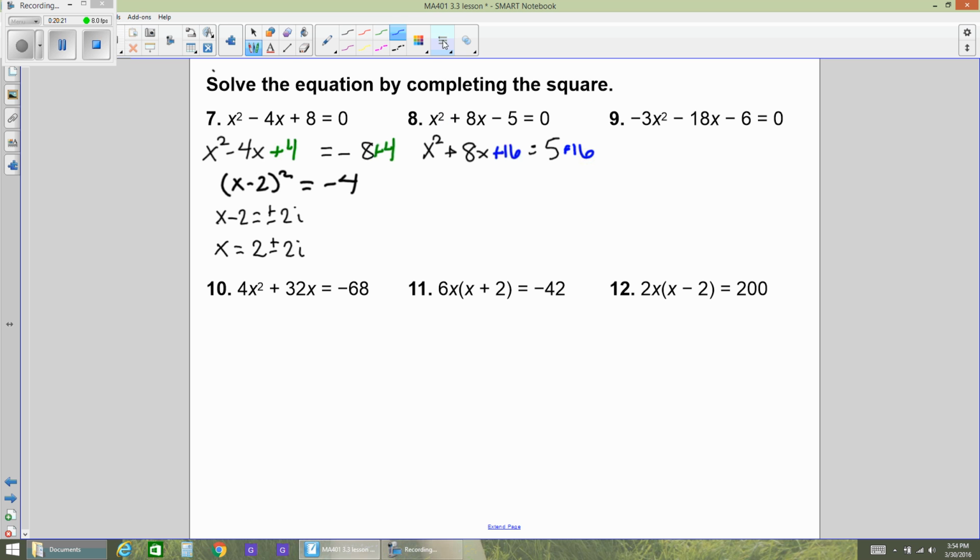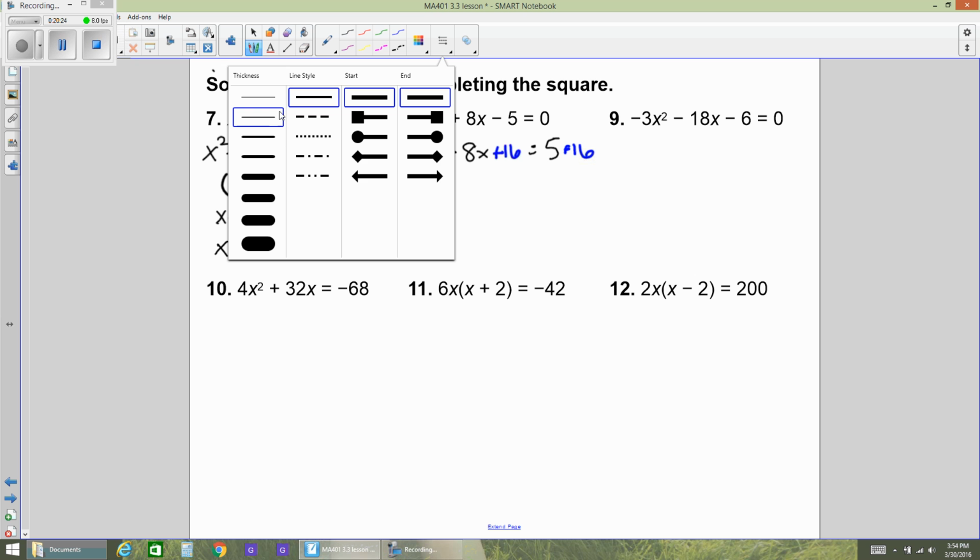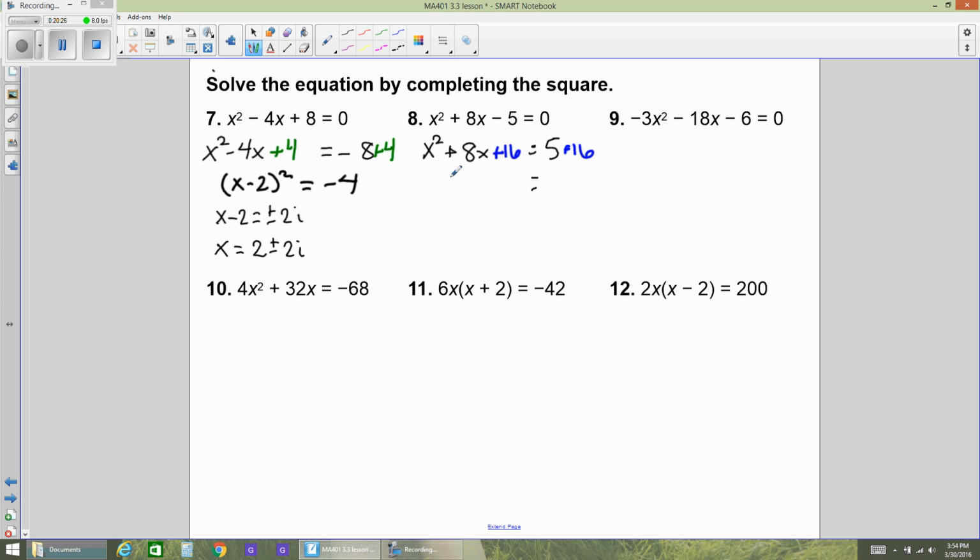Now I'm going to factor and solve. So I have x plus 4 in quantity squared. 5 plus 16 is 21. So x plus 4 equals plus or minus square root 21. You should be thinking about whether or not that 21 is going to break down. Subtract the 4 on either side. 21 is a 7 and a 3. None of those are perfect squares, so we are done with that one.